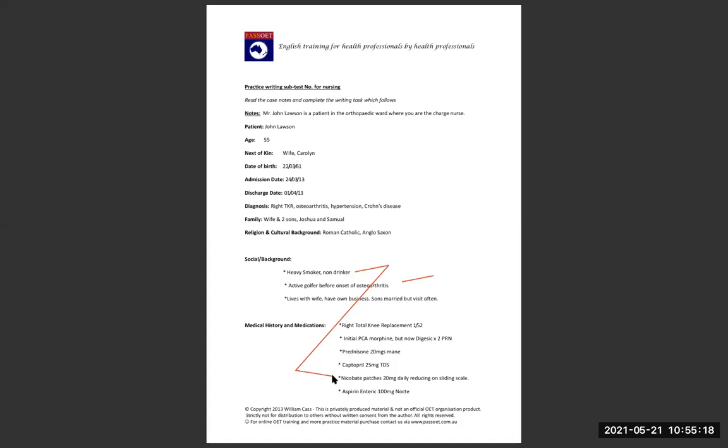During hospitalization, Nicobit patches were given on 20 mg daily, reducing on the sliding scale. So you can write this line: Nicobit patches were given on the reducing sliding scale, starting from 20 mg daily. So that is what you can say. Reducing का मतलब क्या है कि पहले दिन 20 दिया, फिर हमने 15 दिया, फिर हमने 5 दिया. तो reducing on sliding scale का मतलब ये है कि उसको कम करते करते 20 mg से हमने शुरू किया है.